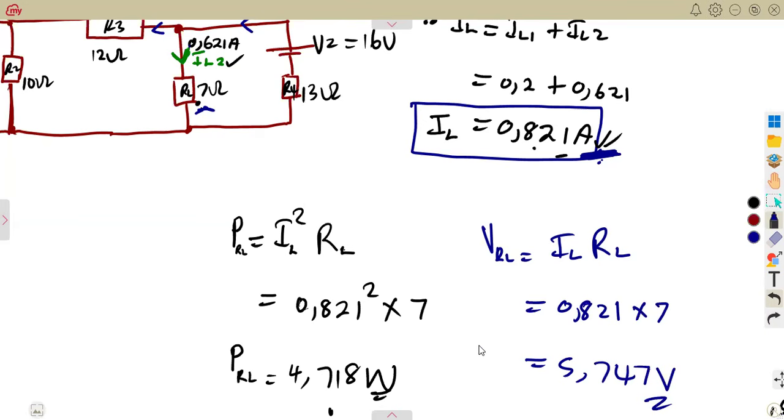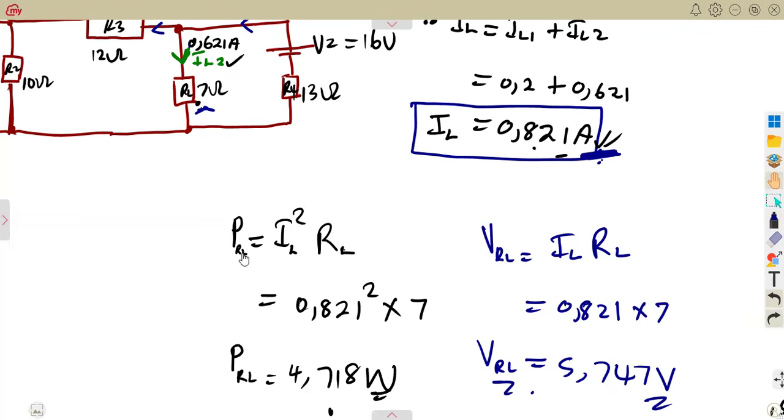5,747 volts to 3 decimal places as the voltage across the load resistor, which you can also just write as VL. You can write even this one as PL. The way that you indicate it, guys, is up to you. You can even write this as IRL1, IRL. The way that you write it is the way that you understand it. So that's everything we have.